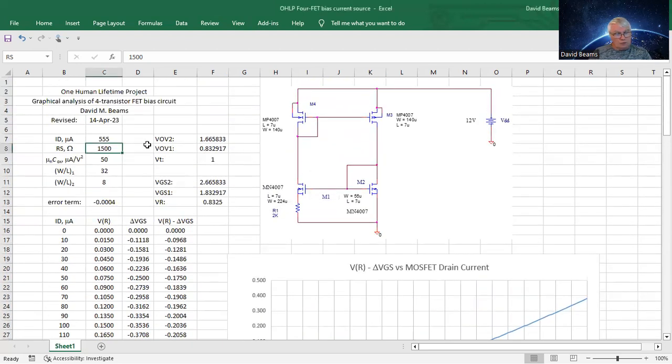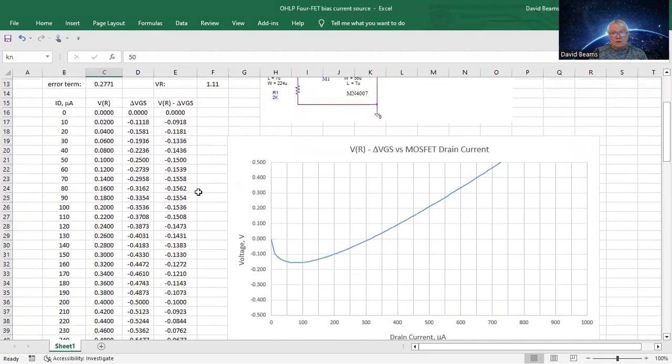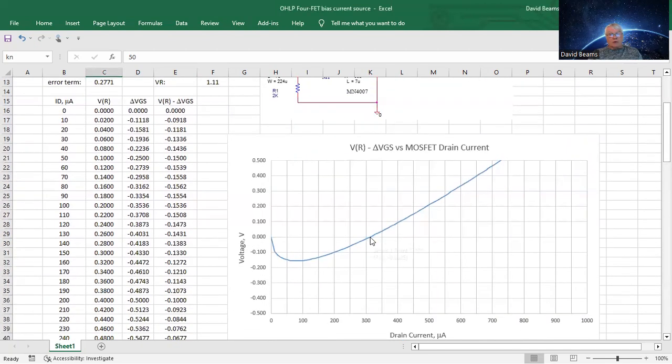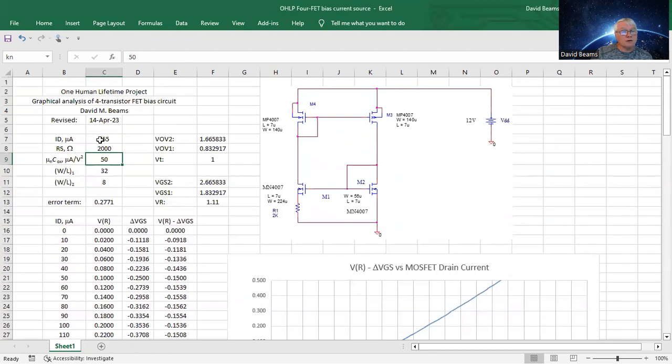Okay. Let's change the resistance. Let's go to 2000 ohms. We obviously no longer have VGS2 equals VGS1 plus V sub R. But let's see. This graph tells me that around 310 or so microamperes this quantity passes through 0. So let's try 310. And yeah, that's very close. Okay. So that's how you use the resources in this particular spreadsheet.